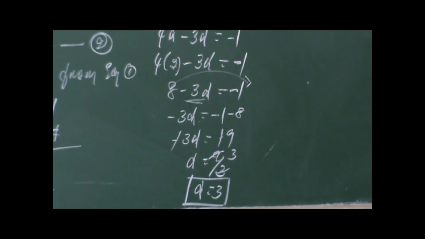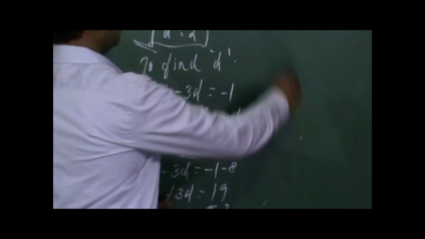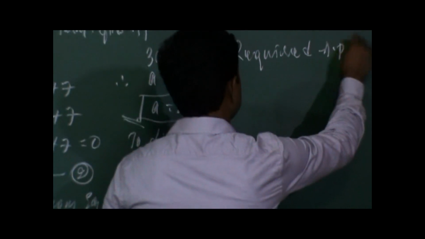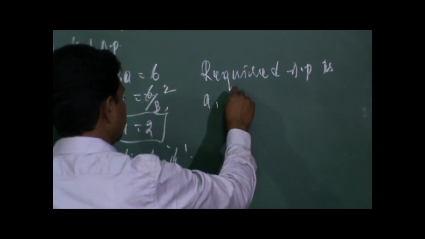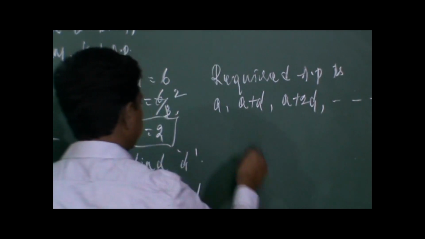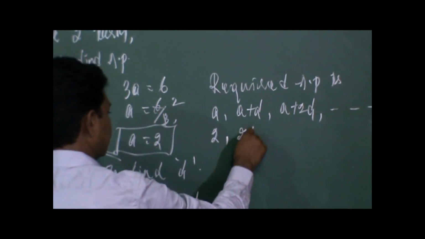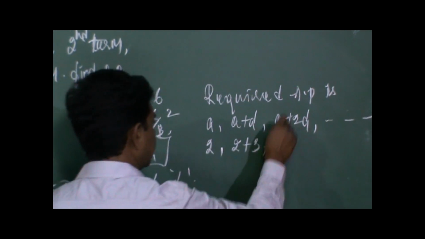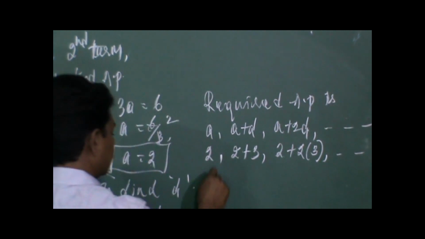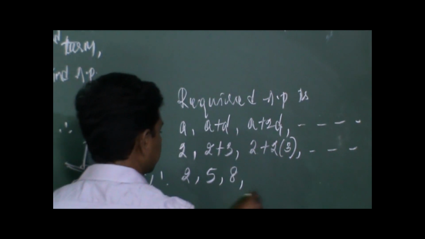So we are ready with the two values a and d. So let us find out the required AP. So the required AP is a, a plus d, a plus 2d, and so on. So a is 2. Let us substitute that. Again a is 2, plus d is 3, comma, a is 2 plus 2 into d is 3. We continue. So 2, comma, 2 plus 3 is 5, comma, 2 3s are 6 plus 2 is 8, comma, and so on.